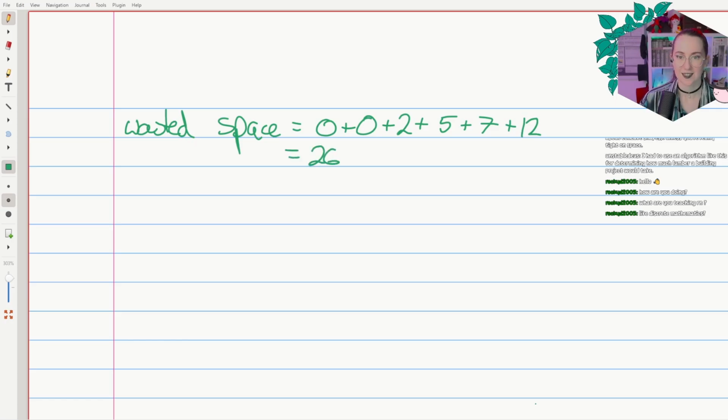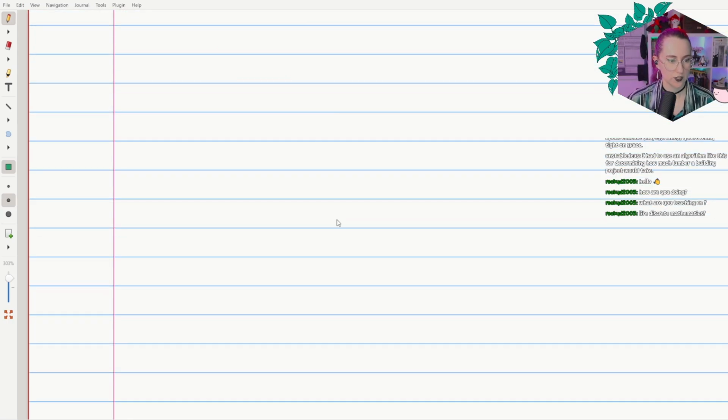So we had 26 left over, right? That was a whole extra bin, more than a bin's worth of space wasted because we didn't do any sort of optimization of the problem. We just put things in the first available space that they went, which is really inefficient. So what can we do to fix that?